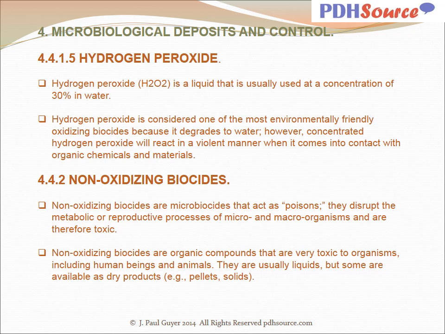The non-oxidizing biocides are microbiocides that act as poisons, if you will. They disrupt the metabolic or reproductive processes of micro and macroorganisms and are therefore toxic. Non-oxidizing biocides are organic compounds that are very toxic to organisms, including human beings and animals. They are usually liquids, but some are available as dry products such as pellets or other solids.